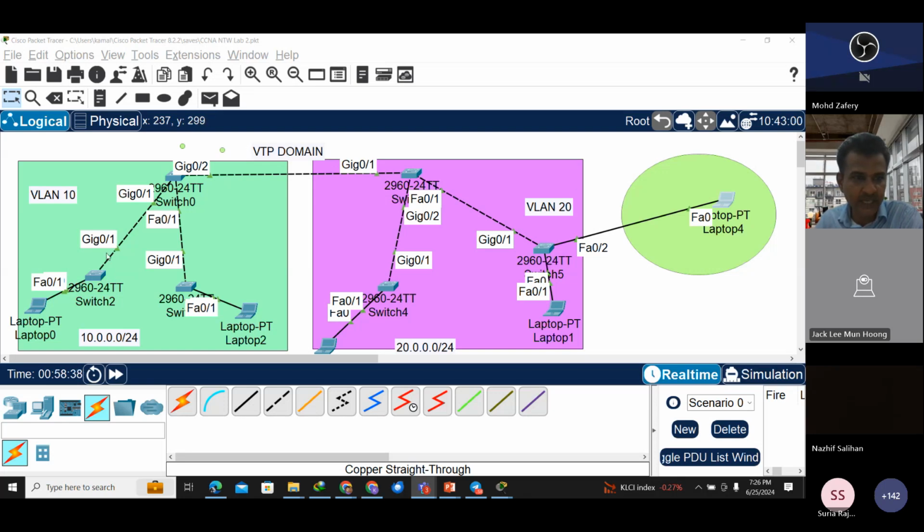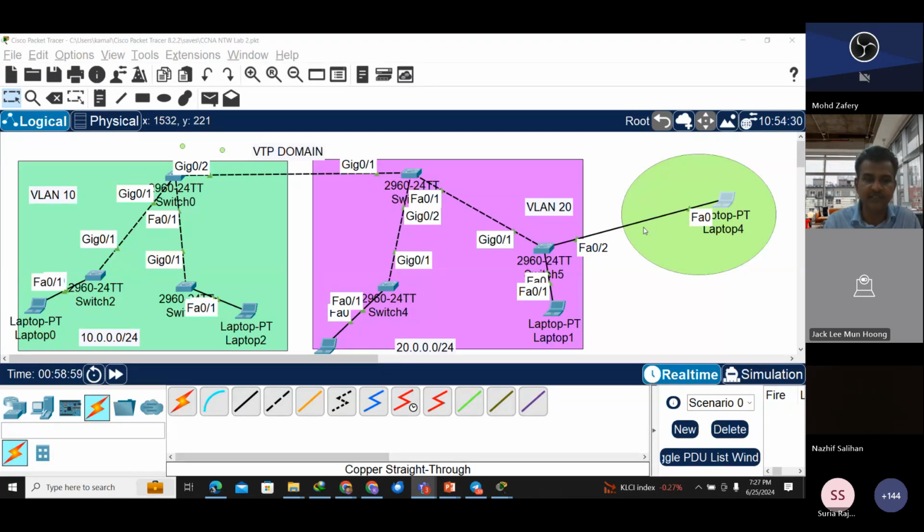But in between the switches, we made them into trunk. Okay, that means what? They allow all VLANs. Trunk is all VLANs allowed. Access port with a particular VLAN means only one VLAN is allowed. That's what it means.